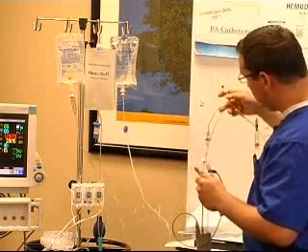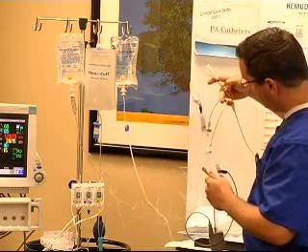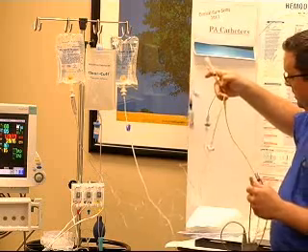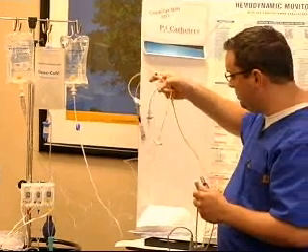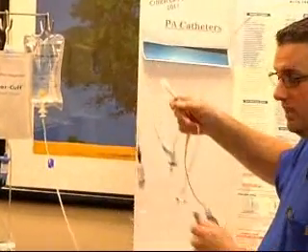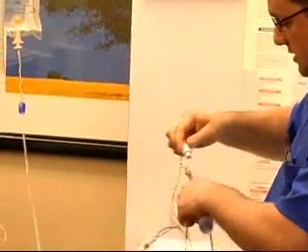So we've used just about all the ports so far. We've got our clave on our RV port. We have our CVP, which is your PA, and your PA port as well connected, and then your temp port's the only thing left.